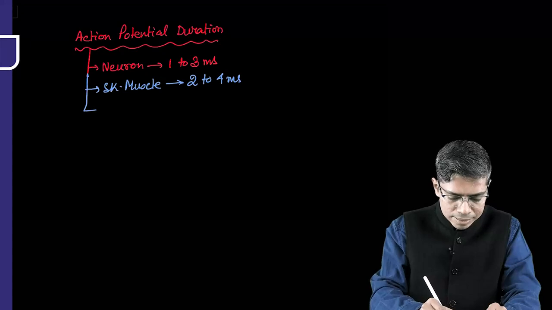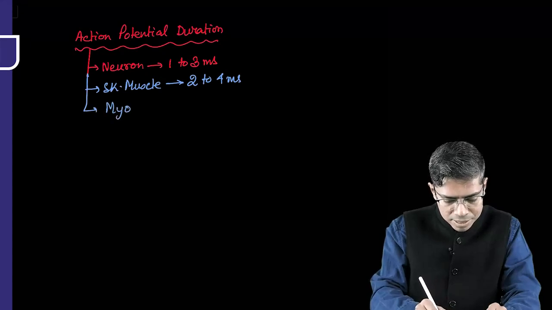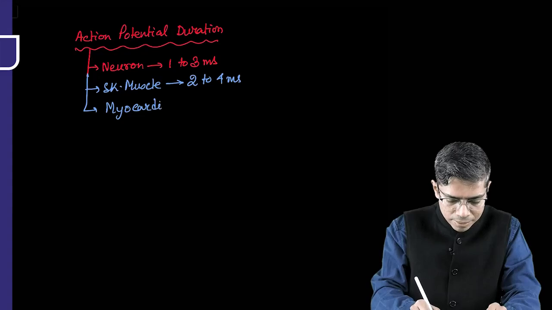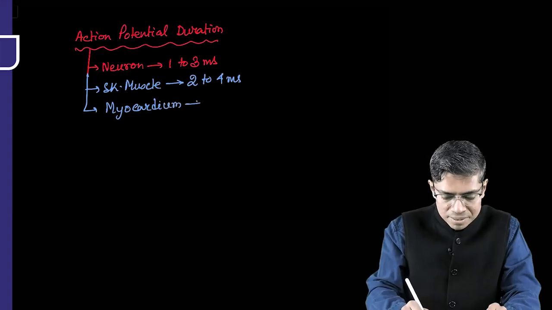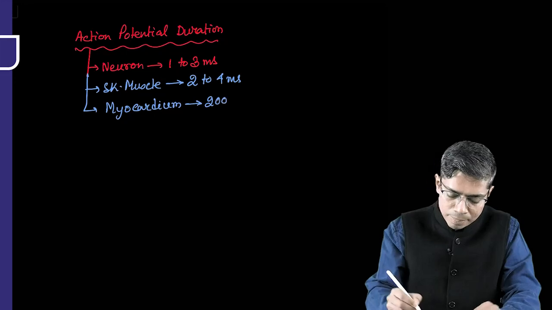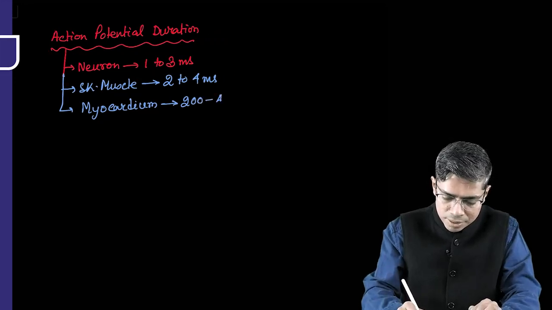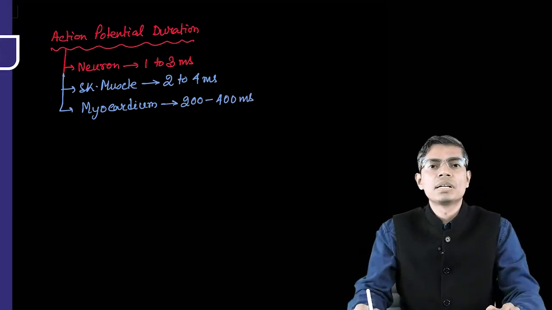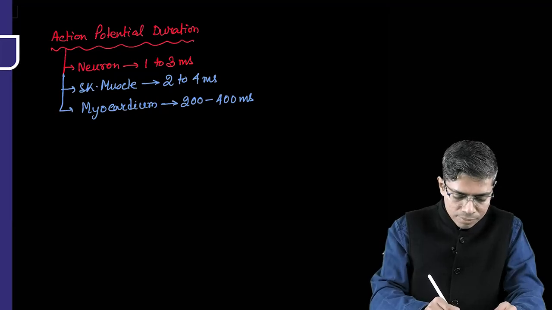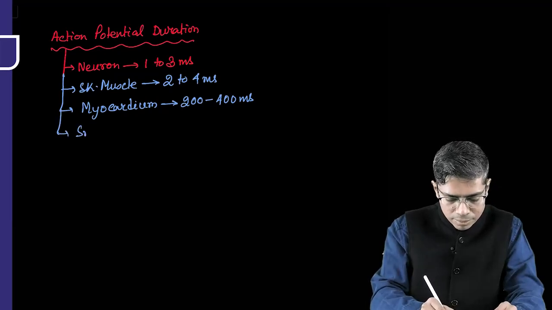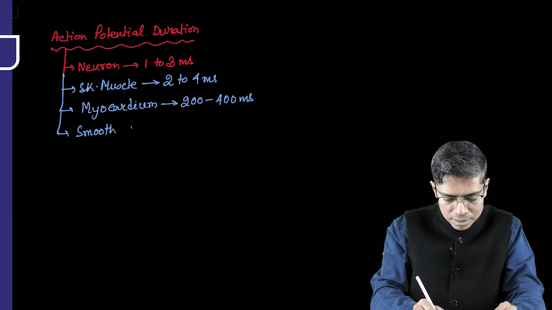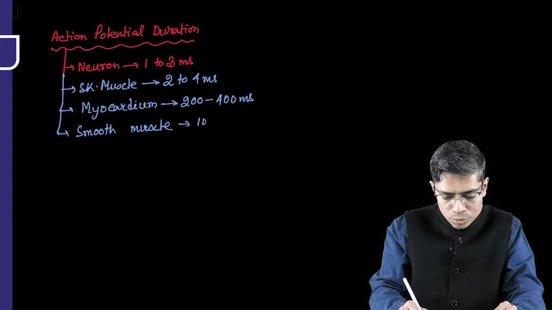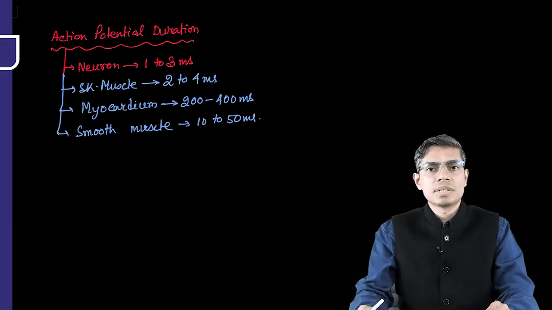In case of myocardium, we'll discuss this action potential later on, but it is completely different and it has a plateau phase, because of which the action potential duration is very long, 200 to 400 milliseconds. And for smooth muscle, the duration is variable, that is 10 to 50 milliseconds, depending on the different types of muscle.